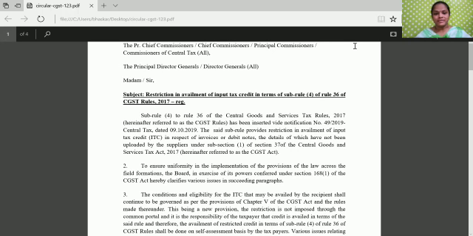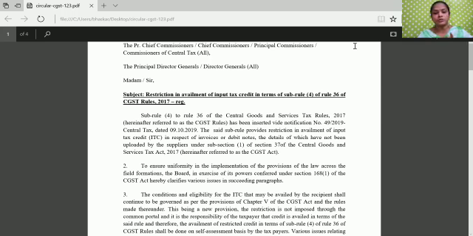Today we are going to discuss the new 20% rule, that is the restriction in availment of input tax credit in terms of sub rule 4 of rule 36 of CGST rules 2017. Before going into the circular, we need to recollect the various rules of rule number 36 and 37 for the availment of input tax credit by the taxpayer.